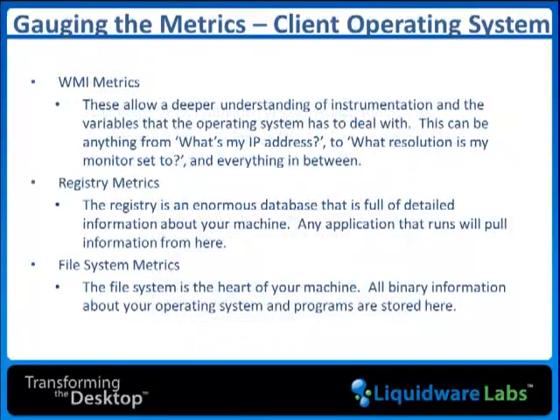The next piece about this is going to be the client operating system, including WMI metrics, registry metrics, and file system metrics. Now, all three of these aren't necessarily as large as those kernel metrics, but they all serve very large points. And WMI metrics allow us to have a deeper understanding of the instrumentation and the variables that the operating system has to deal with. And this could be anything from what's my IP address to what resolution is my monitor set to and everything in between. Now, never underestimate the importance of WMI metrics, because WMI has become a very large instrumentation for providing a lot of information in regards to the operating system that you really can't get any other way anymore.